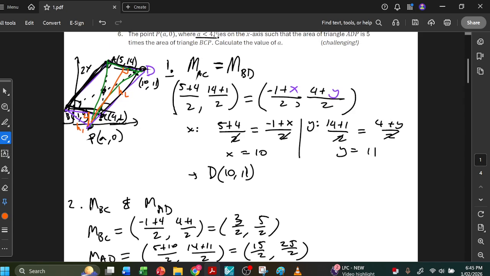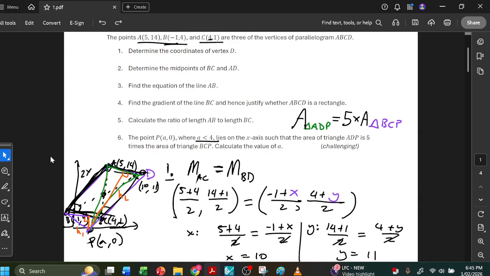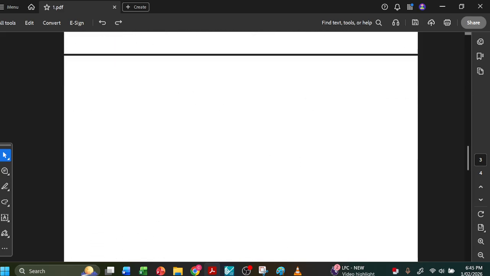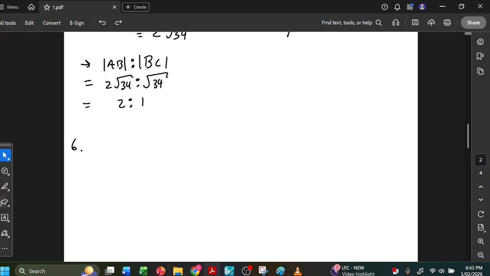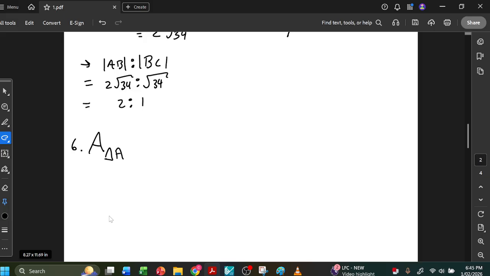We are going to see, can I copy this? Let's see if I can select it. No, that's not working for me. That's all good, I'll rewrite the same thing down here. So we have the area between those two triangles. The area of ADP is equal to 5 times the area of the triangle BCP. So the area of ADP is 5 times base.